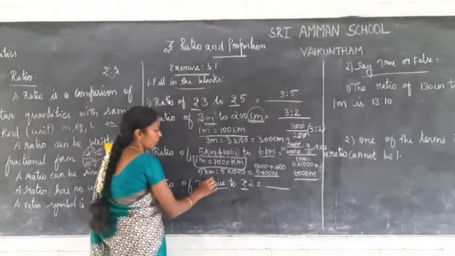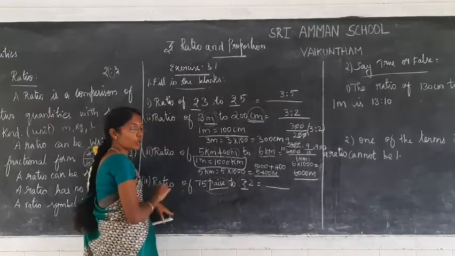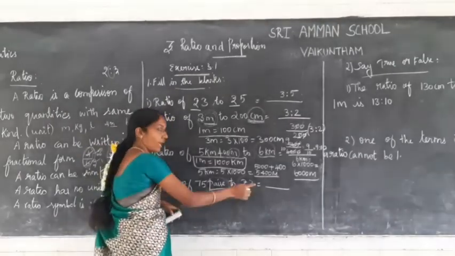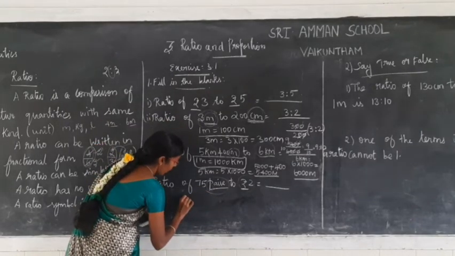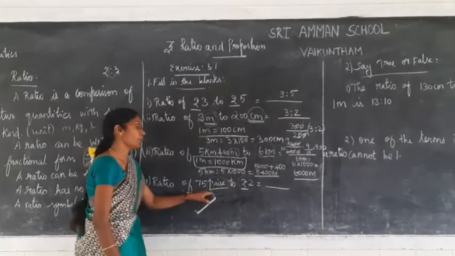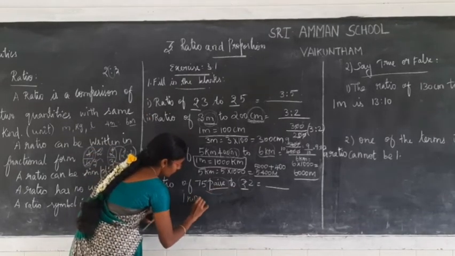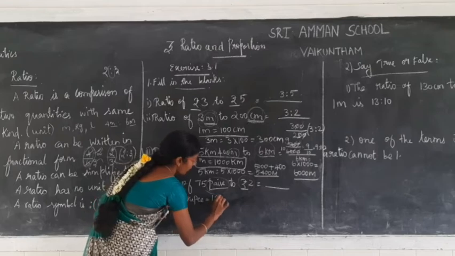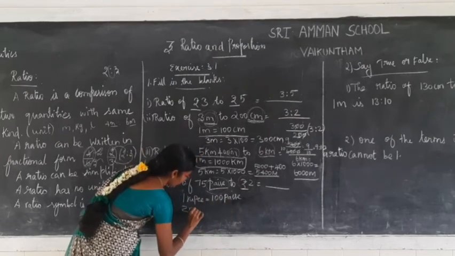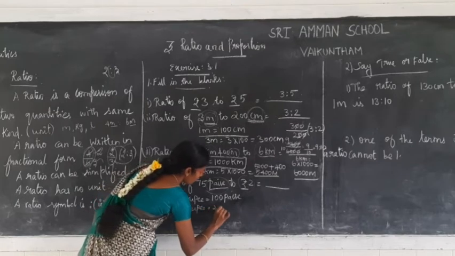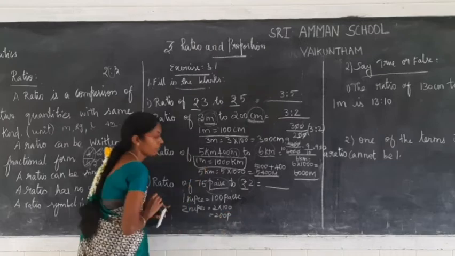So next one, ratio of 75 paise to rupees 2. So here the unit is paise, here the unit is rupees. So what is the lowest unit? Paise. So you have to convert rupees to paise. So how many rupees is equal to paise? 1 rupee equal to 100 paise. So 2 rupee equal to 2 into 100, which is equal to 200 paise.